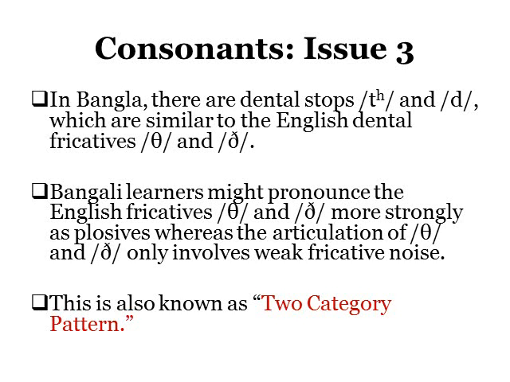Now, in Bangla, there are dental stops tha and da, which are similar to English dental fricatives tha and da. However, Bengali students might mispronounce the English fricatives tha and da more strongly as plosives, whereas the articulation of these fricatives is very weak. This could also be an example of two-category pattern.